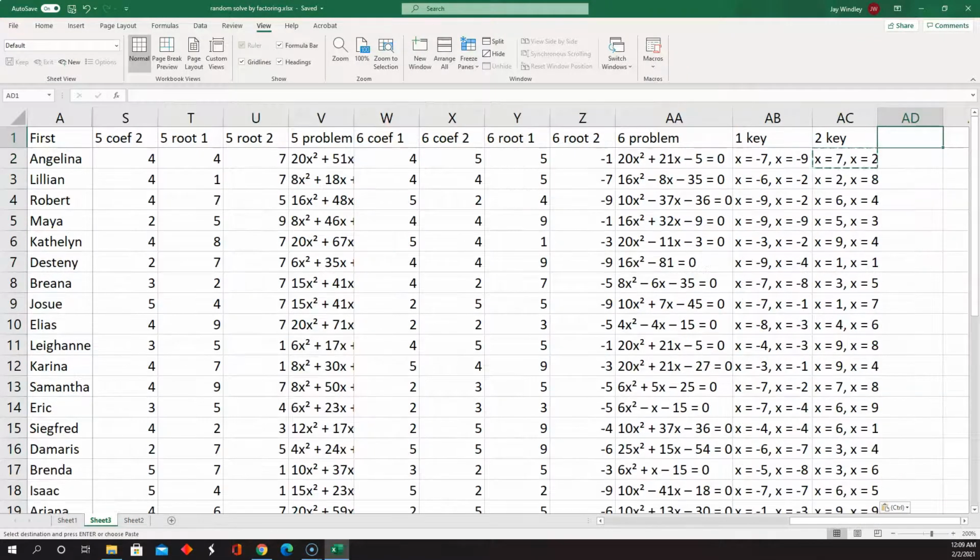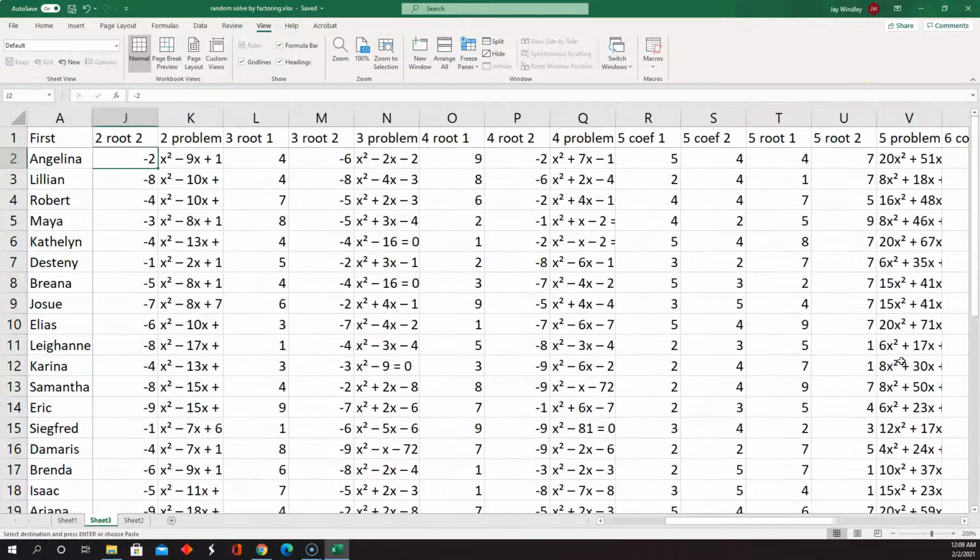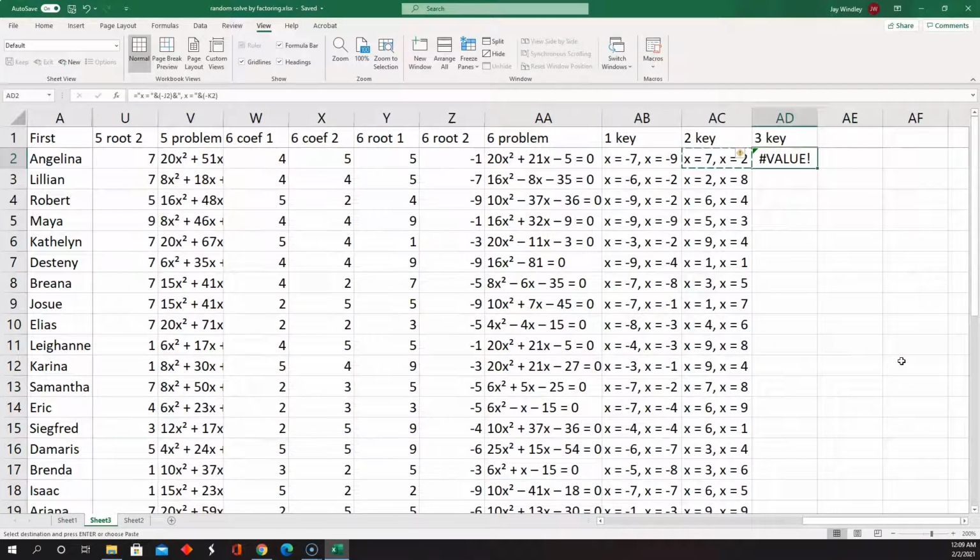And then for problem 3, the key is going to be very similar, except the quote-unquote roots for problem 3 are in L and M. So I want this to be the negative of what L is and the negative of what M is. So that's my answer key for problem 3.